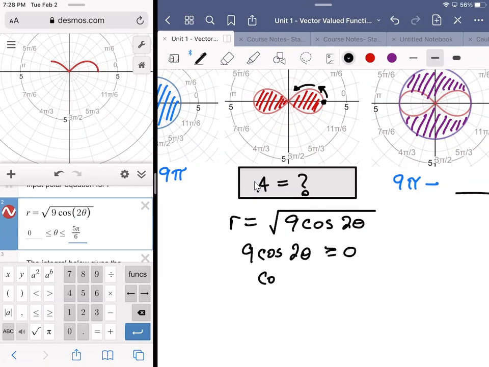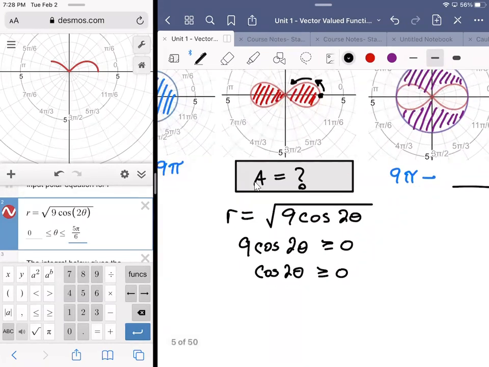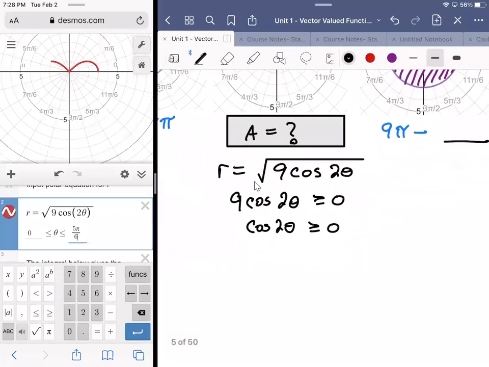Solve cosine 2 theta greater than or equal to 0. Divide both sides by 9. That shouldn't be too difficult. I can go a couple of different ways here. One way would be to convert that over using a double angle rule for cosine. Another way to do it would be to create what I call a dummy variable, I don't really know what else to call it, another variable that I could use to swap out the 2 theta. So for example, let C equal 2 theta or x or whatever, it doesn't matter.